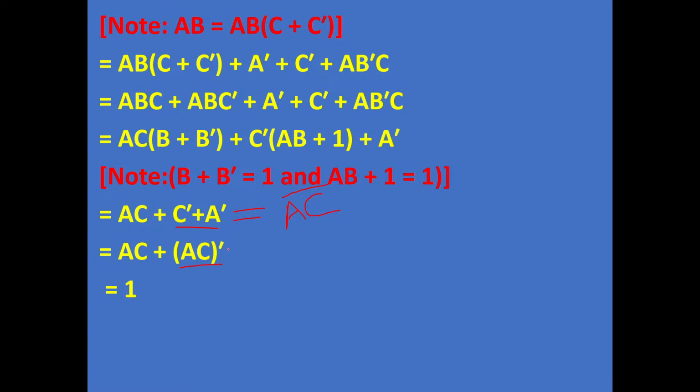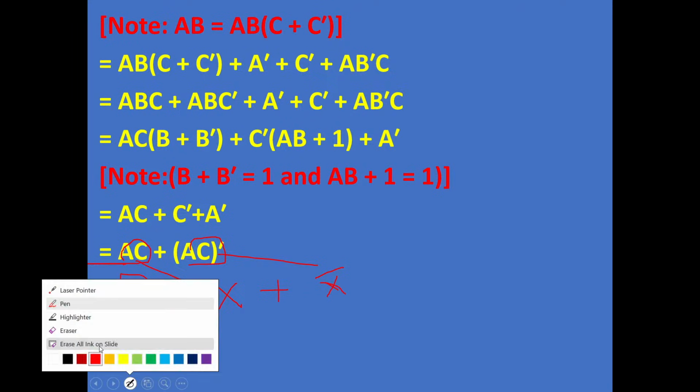Here if you observe, let us assume AC is some X, plus AC bar. Instead of AC bar, I can write X bar. X plus X bar is nothing but what? 1. So AC plus AC whole bar is 1.